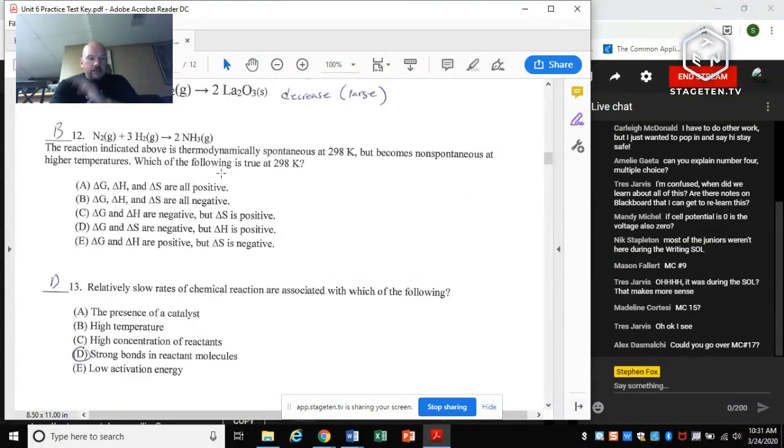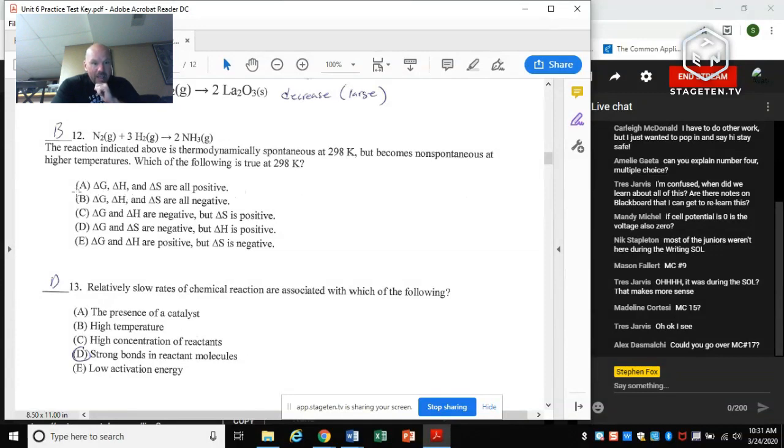So it can't be A. All right, so now it says, but it becomes non-spontaneous at higher temperatures. Well, what does that mean? That must mean it's exothermic, right? Because endothermic reactions become more spontaneous at higher temperatures. Heat must be a product. So what does that mean? It means delta H is negative because it's an exothermic reaction. So I know delta G and delta H are negative, okay?